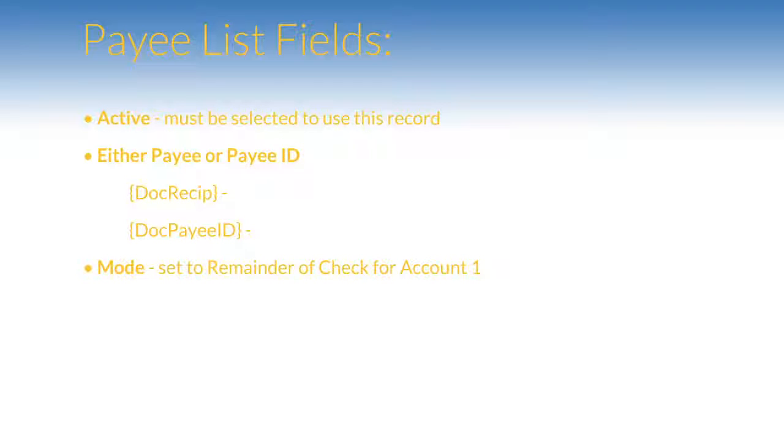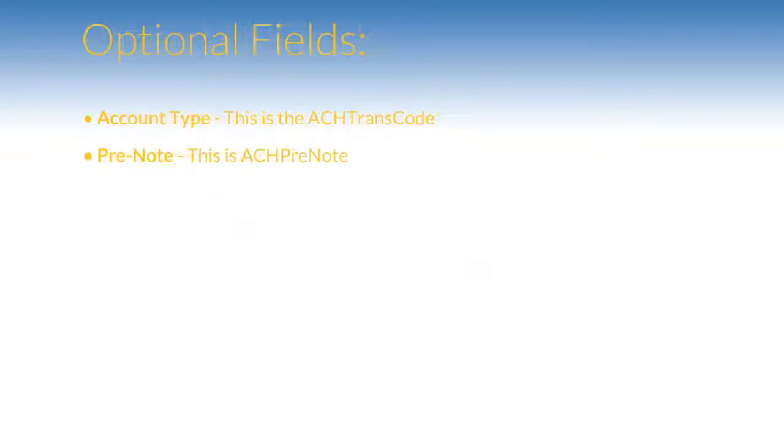Mode: set to remainder of check for account 1. The other fields are optional and may be assigned or added to the Payee List, though they are not required. 2 fields that might need to be set in the Payee List are account type, this is the ACH transcode, or prenote, this is the ACH prenote.